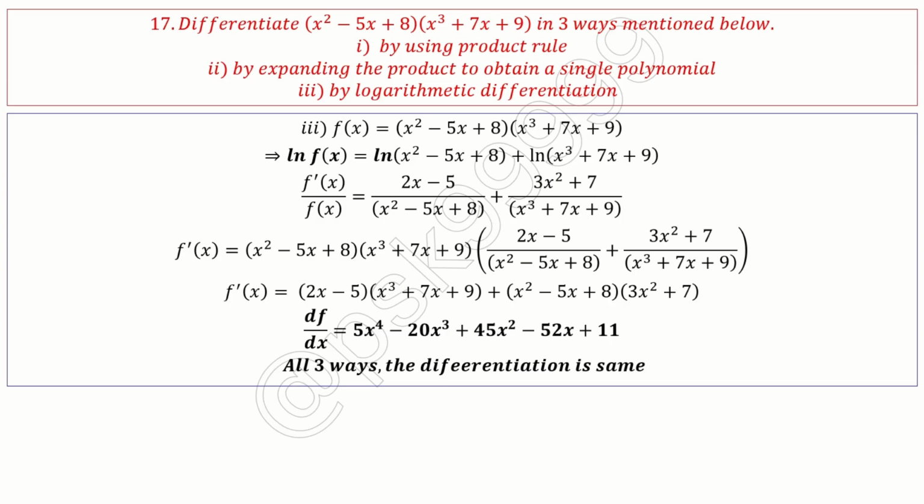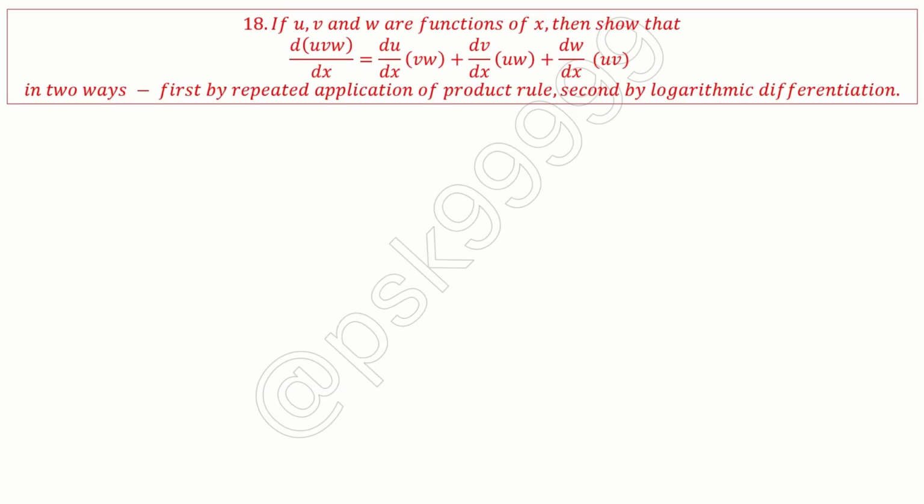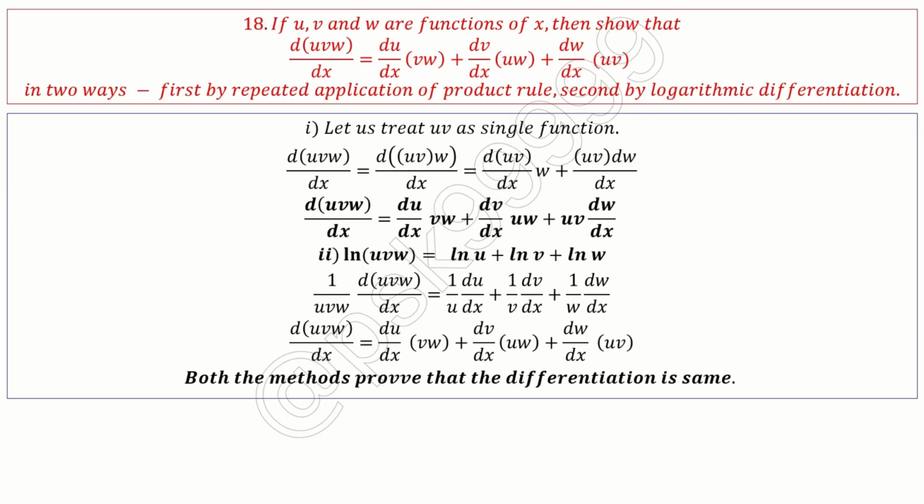Next. u, v and w are functions of x, then show that differentiation of uvw with respect to x is equal to this value. This is what I was telling in the first problem in this exercise, that we will prove this formula, right? So this we can prove in two methods. We'll do it here. First method is here.